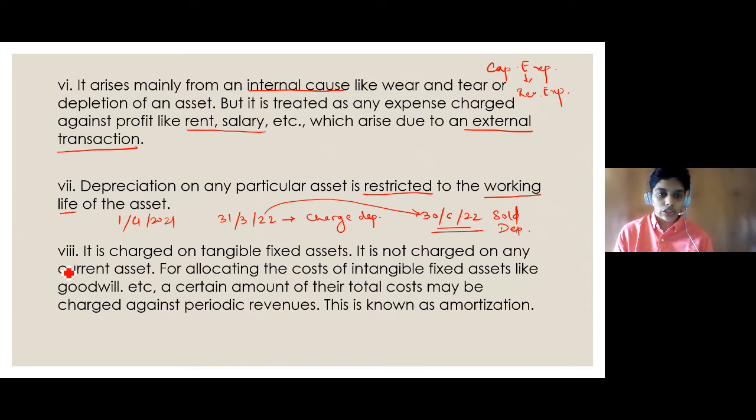And the last point, it is charged on tangible fixed assets. It is not charged on any current asset. You will not charge depreciation on cash or bank balance or debtors or stock or any prepaid expenses. You will charge depreciation only on fixed assets, specifically tangible fixed assets. When you have intangible fixed assets, it is not called depreciation, it is called amortization. You have to call it amortization only.